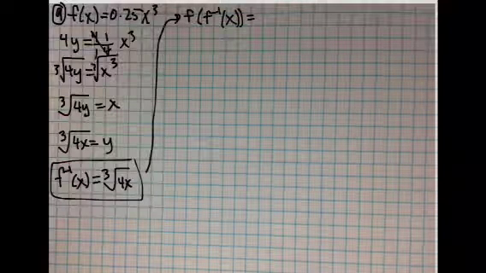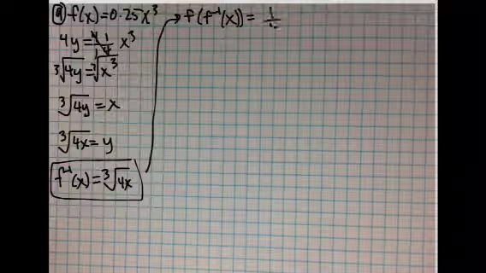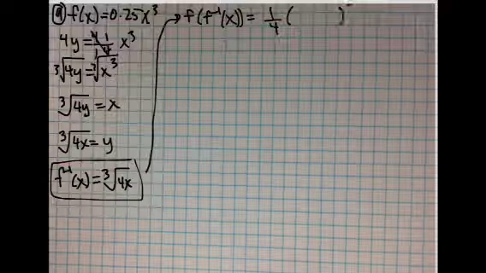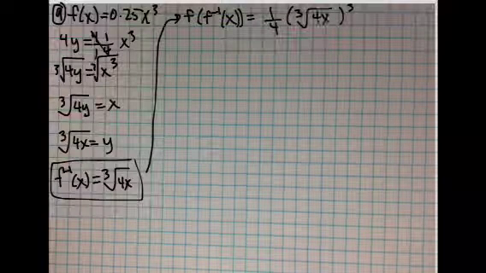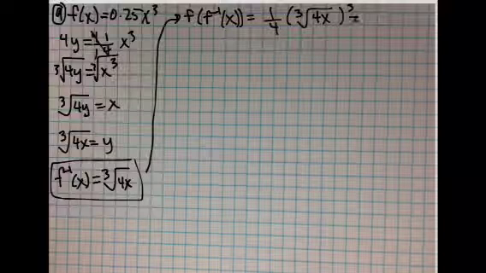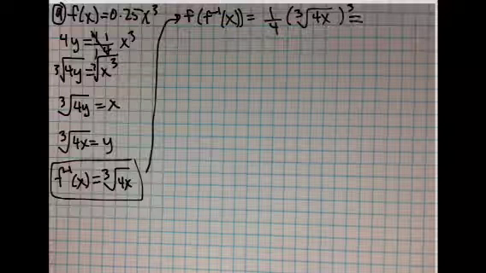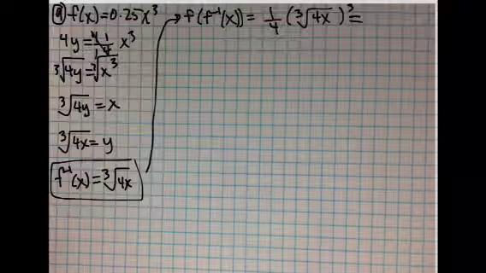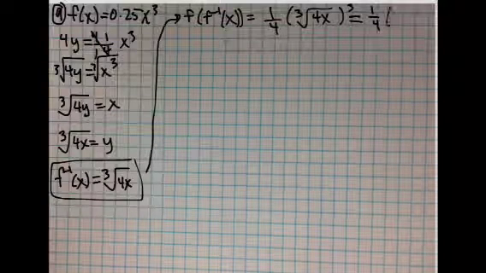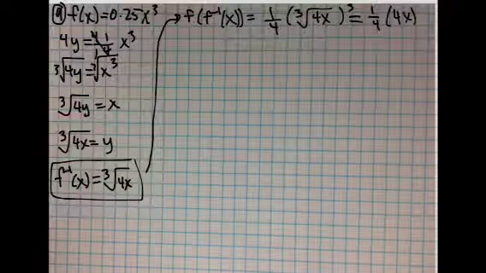So f of f inverse of x equals, I'm going to start with f of x, so it's 1/4 blank cubed, and in the blank I'm going to put in cube root of 4x. This means I'm going to get rid of the radical, because the cube of a cube root eliminates the radical, so I have 1/4 times 4x. 1/4 times 4 is 1, so this leaves me with x.